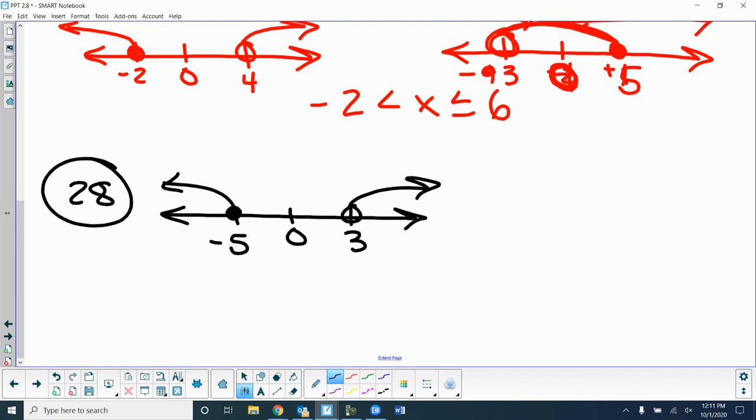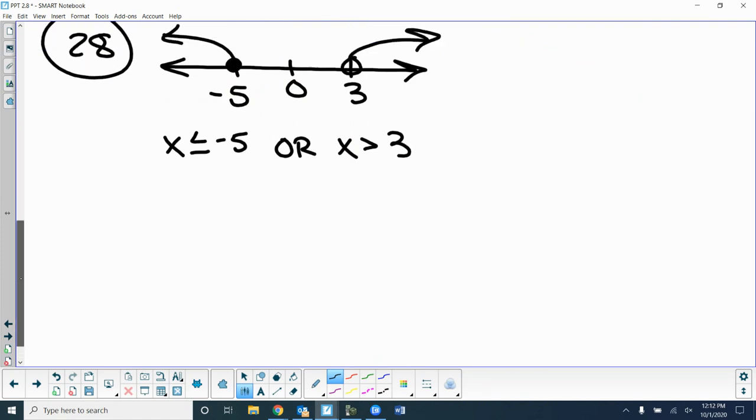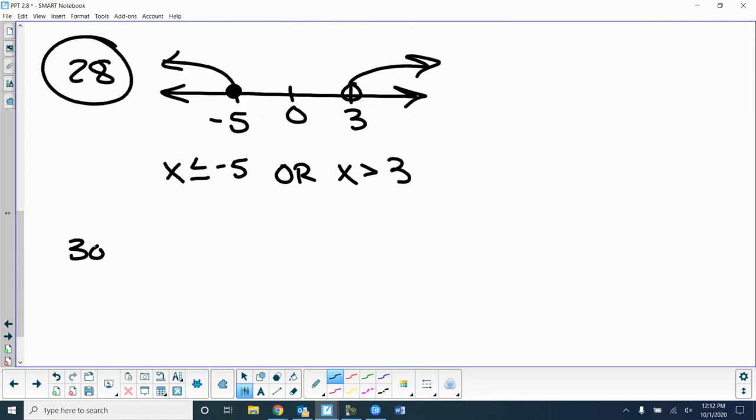Okay? So this is an or problem because they're going opposite directions. And then you just write X is less than or equal to -5. X is greater than 3. That's all. Okay? So if they go opposite, you're going to put or in between. If they go towards each other, you're going to put and in between. In 30, they go towards each other from -2 to 6.